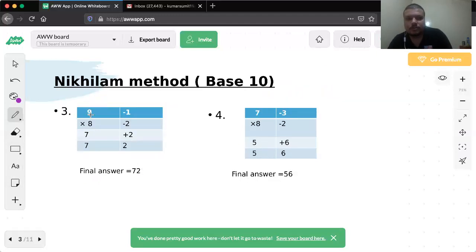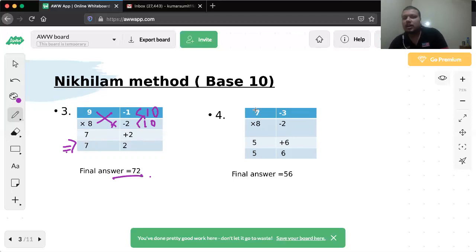For example, you have 9 into 8. Both numbers are close to which number, guys? 10. 9 is 1 less than 10, and 8 is 2 less than 10. And what to do? Minus 1 into minus 2 is plus 2. 9 minus 2 is what? 7. 8 minus 1 is what? 7. Again, combining both the LHS and RHS, we get our final answer as 72.